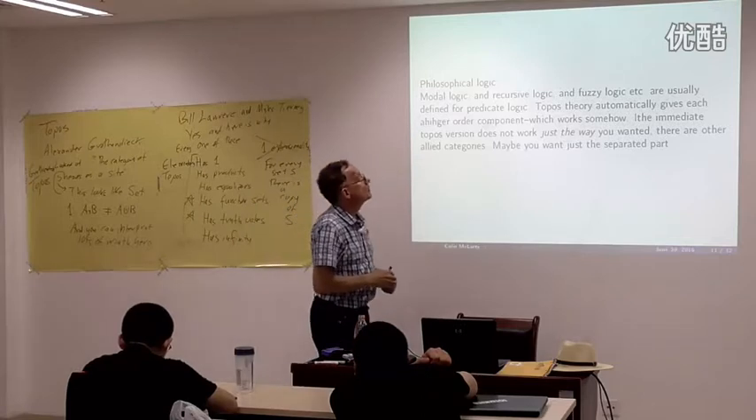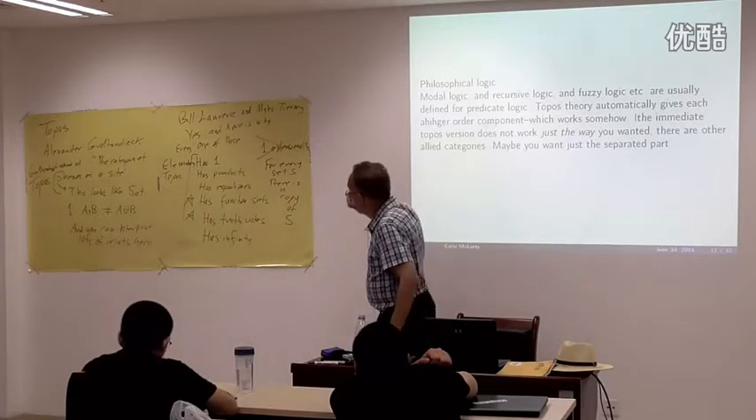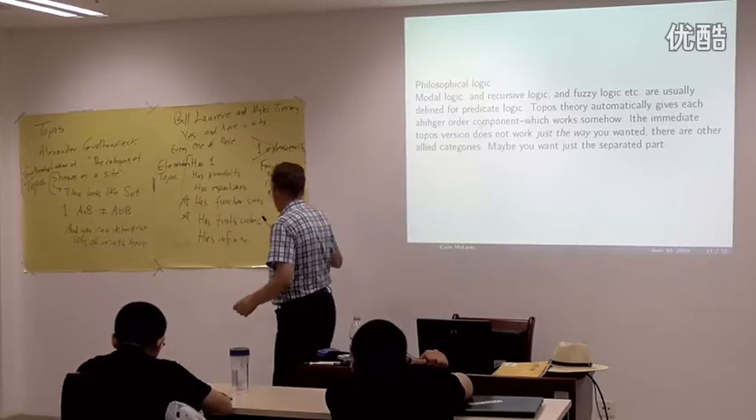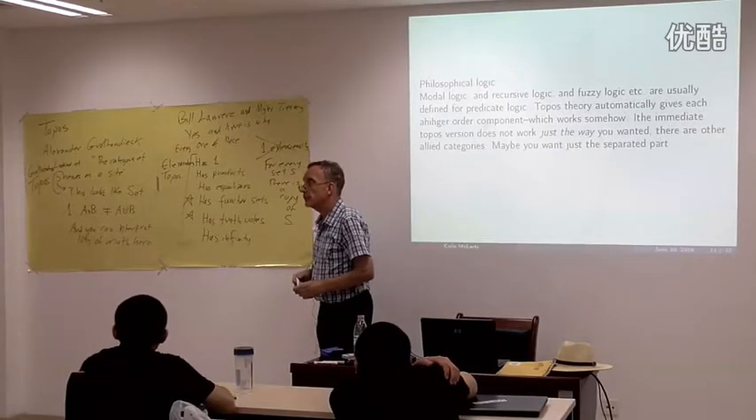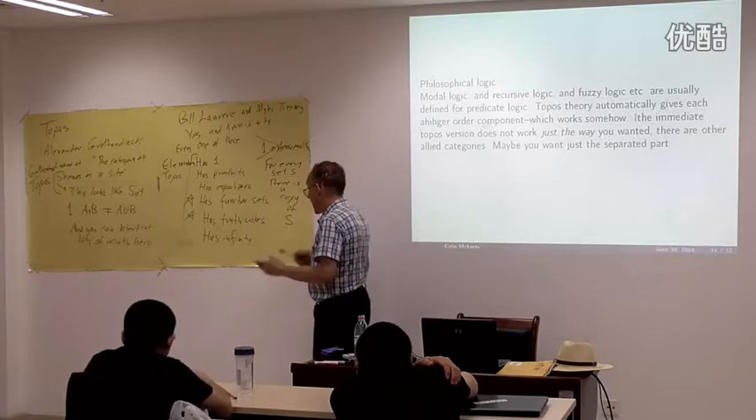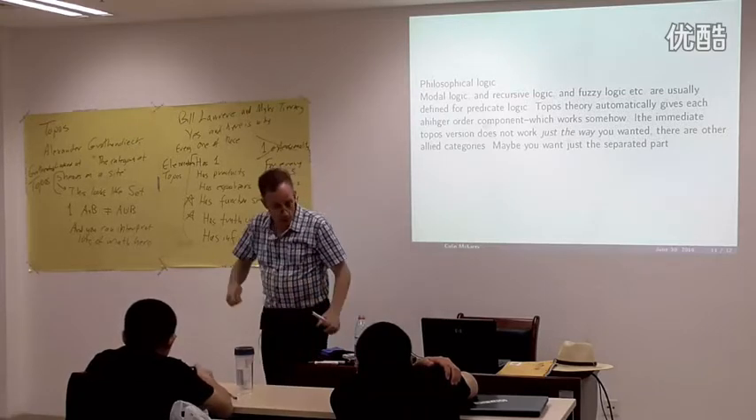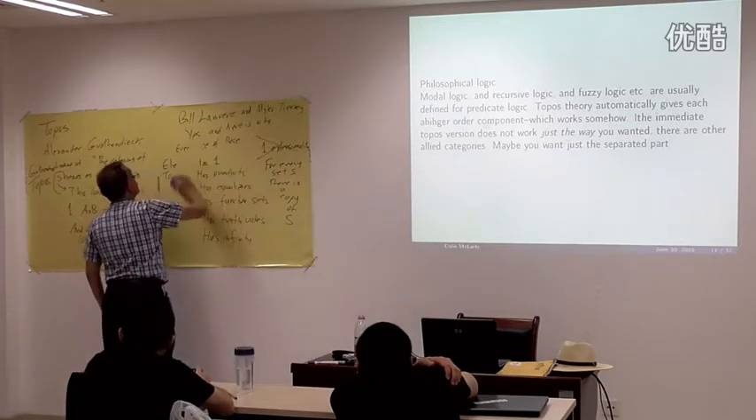And I'm not telling you that every problem in philosophical logic is solved by a topos. I am telling you this is a huge toolbox for solving problems in philosophical logic. And it has solved some, and it's a big existing theory. Let me explain Kripke models as topos models.